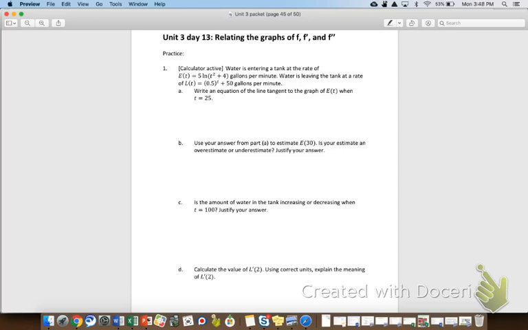So again, just a reminder, we have water entering a tank at a rate of E of T gallons per minute, and water is leaving the tank at a rate of L of T gallons per minute. And then question D says, calculate the value of L prime of 2, and then we're supposed to explain the meaning of that using correct units.